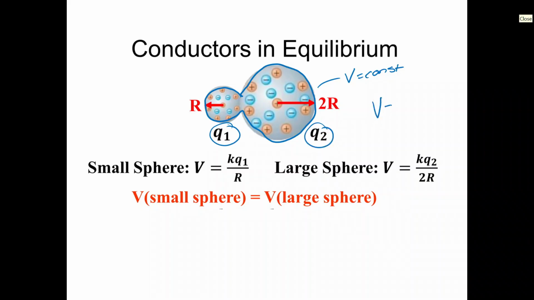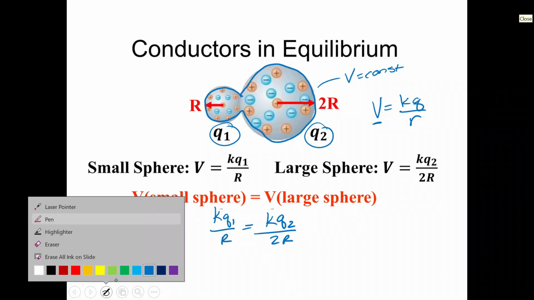We're assuming that our electric potential is equal to KQ over R. We can see that if we need the same V on both, the bigger the R, the bigger the Q is going to have to be to keep that V a constant value. So our small sphere has V equals KQ1 over R. Our large sphere is going to be V equal to KQ2 over 2R. So we're going to set those equal to each other. So we get KQ1 over R is equal to KQ2 over 2R.